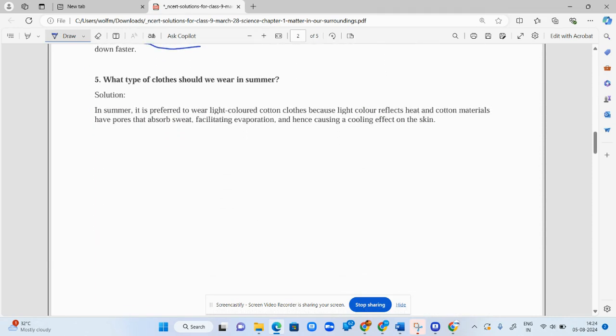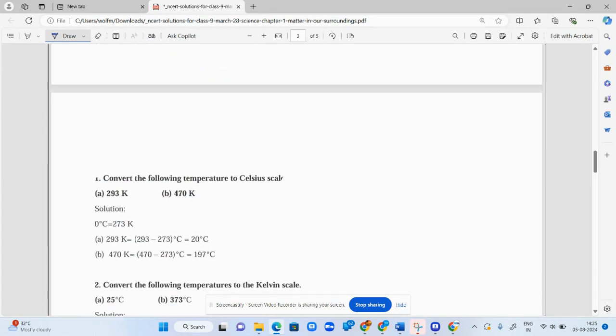What type of clothes should we wear in summer? You all know very well. It is preferred to wear light colored cotton clothes because light color reflects heat and cotton materials have pores that absorb sweat, and it also facilitates evaporation. So evaporation causes cooling on the skin.